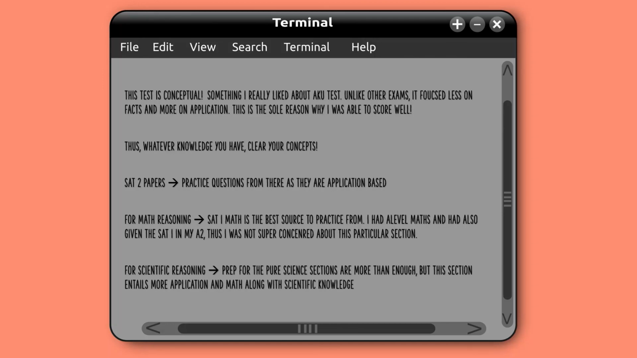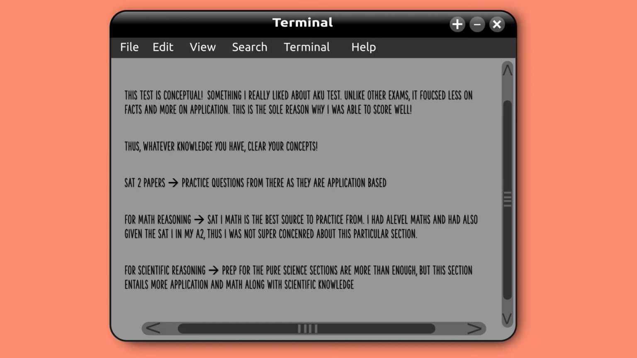Now, because I had A-level maths and I had given the SAT1 in my A2, I was not super concerned about this particular section of the test, and I actually found it quite easy. For the scientific reasoning section, well, your prep for the other science sections would be more than enough for here as well. This just entails more math and more application, which to be honest will be covered if you do the SAT2 papers.